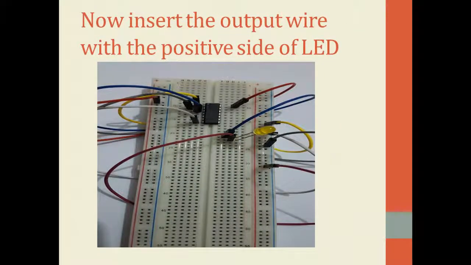Now insert the output wire into the positive side of the LED. The output wire is the one we left when we inserted the wire in the output. Now we are inserting that output wire into the positive side of the LED, through which the truth table of the output can be verified.